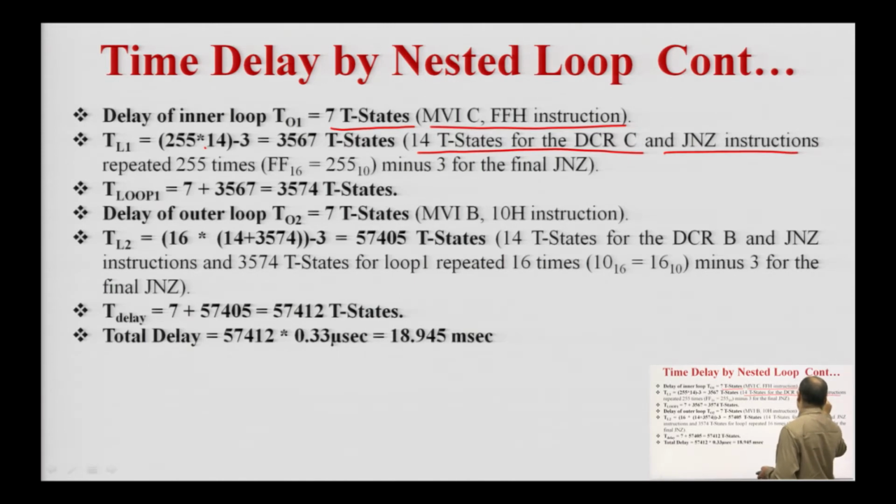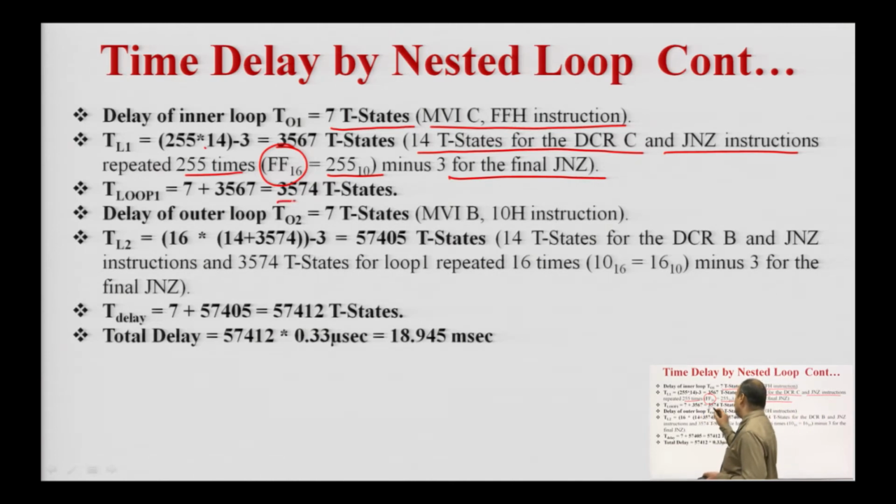It is the 14 T states for the DCR C and JNZ instructions. When the condition is true, the JNZ instruction takes 10 T states, and the DCR C instruction takes 4. 10 plus 4 is 14 T states, and it is repeated 255 times for this value FF. So, 255 decimal minus 3 for the final JNZ when the condition is false. So, T loop 1 is 7 plus 3567, which comes out to 3574 T states.